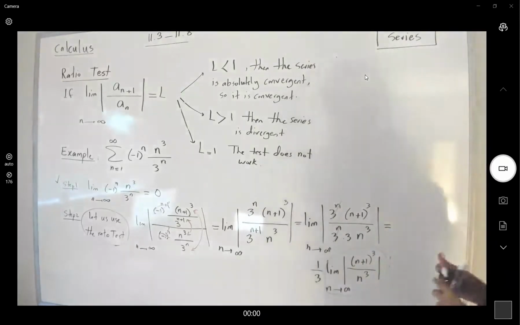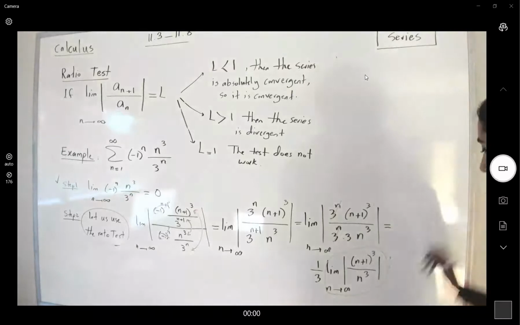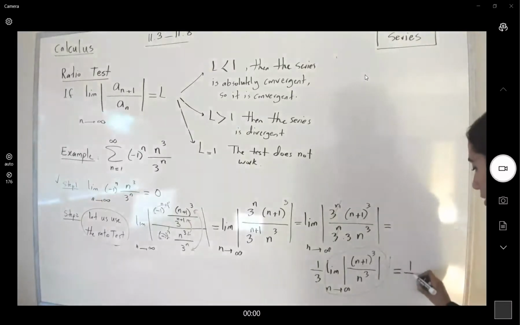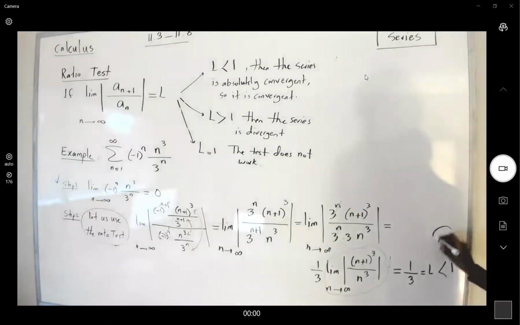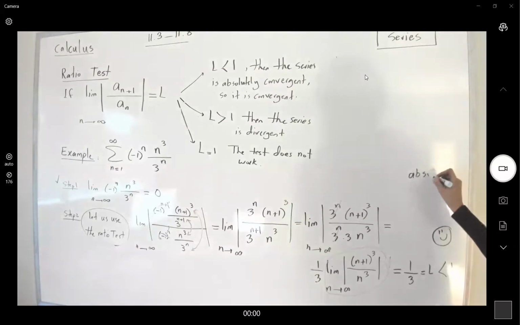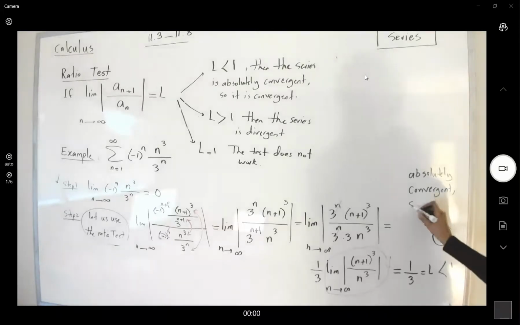So we get L to be a third. L is less than 1. It means that the series is absolutely convergent. So convergent.